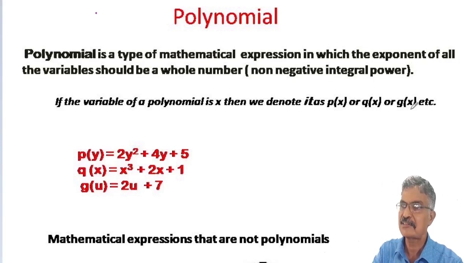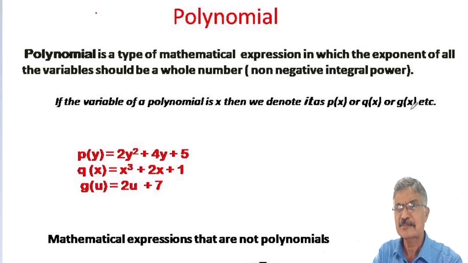In 9th standard, we have studied polynomials with only one variable. Here I write some examples of polynomials. p(y) is equal to 2y square plus 4y plus 5. p(x) is equal to x cube plus 2x plus 1, and so on.